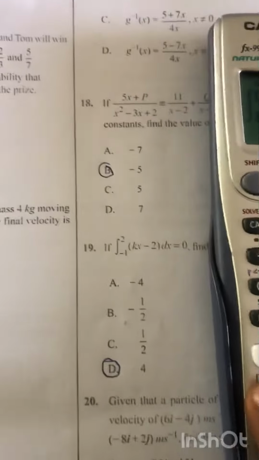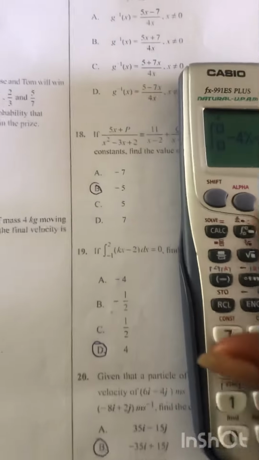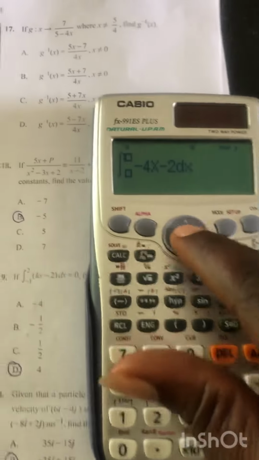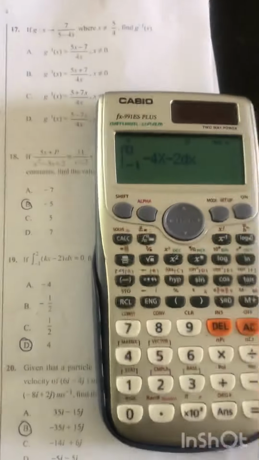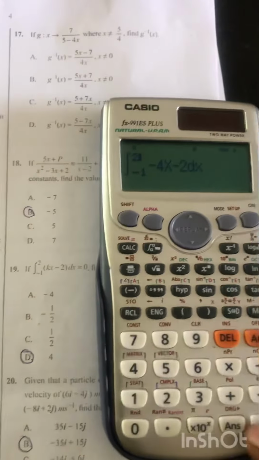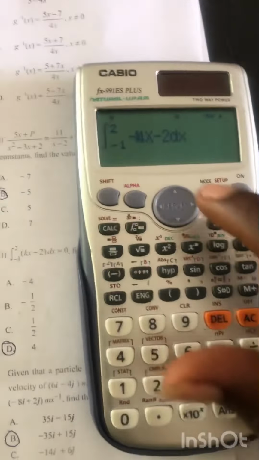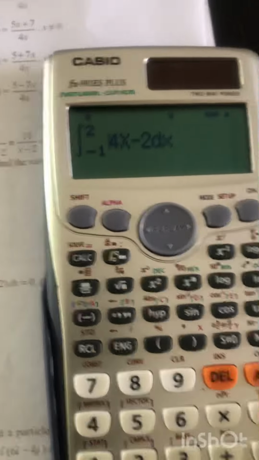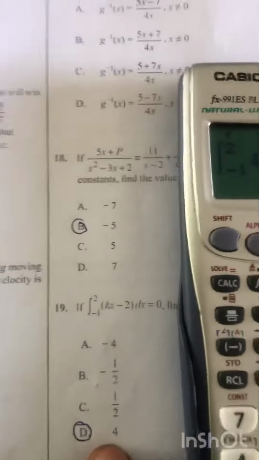So -4x, which is kx, -4x minus 2. Then we have our limit to be -1 and 2. So I press equal to and see. That's -2. I didn't get 0. So let me change from -4 to what the person chose, 4, and see. So I put in 4 and I press equal to. I get 0, which means k is equal to what? 4.